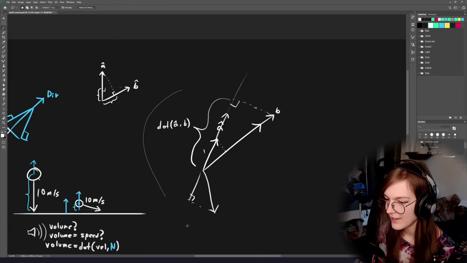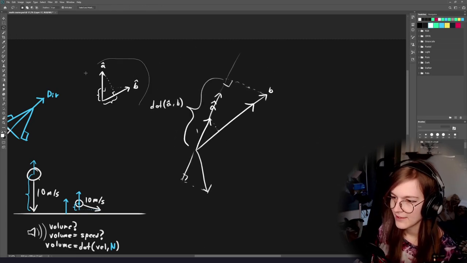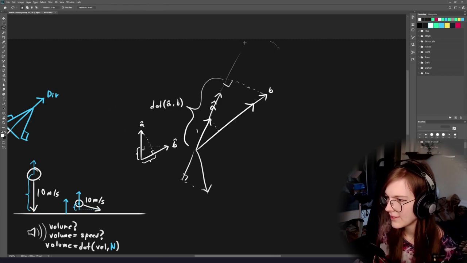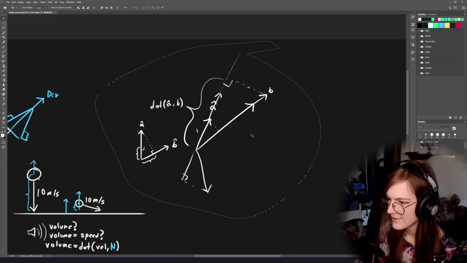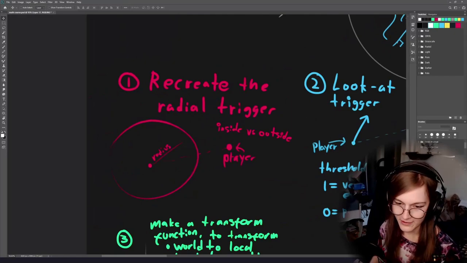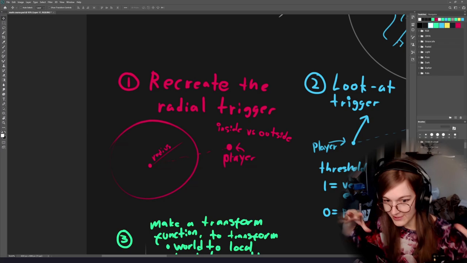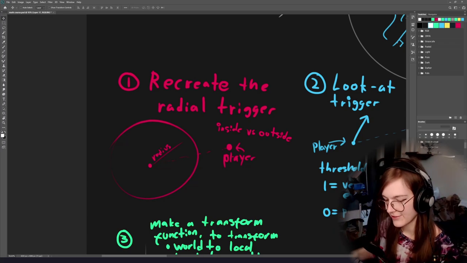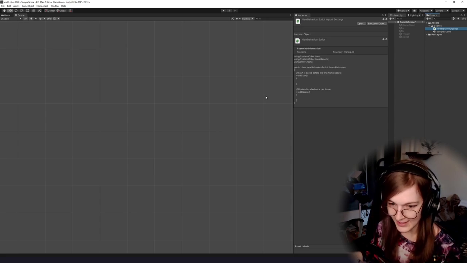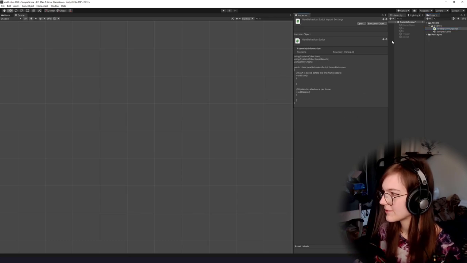We also talked a lot about vectors in general, like how they work, how they add together, and so forth. I don't think I would need to repeat much of that, so I'm going to skip to the assignments. The first assignment was to create the radial trigger that we created earlier, when we were talking about how you make a trigger where you're inside or outside. So all we need to figure out is whether this point is inside a trigger of a given radius that is at some position in the world, right?